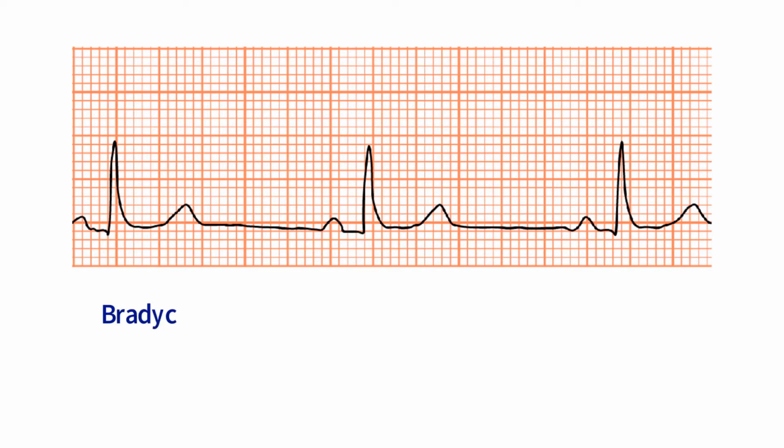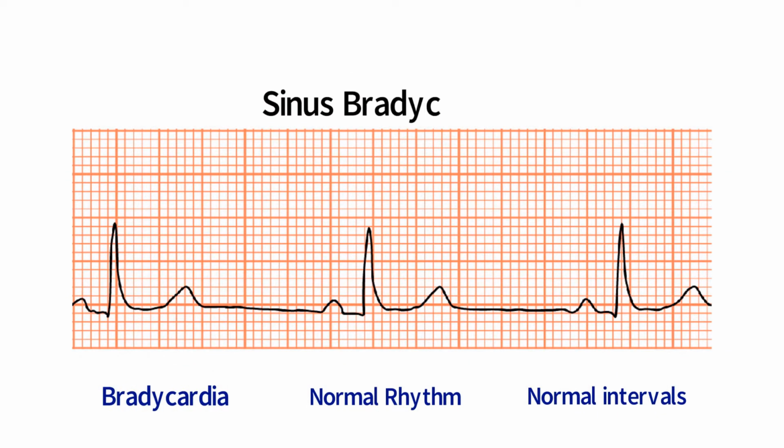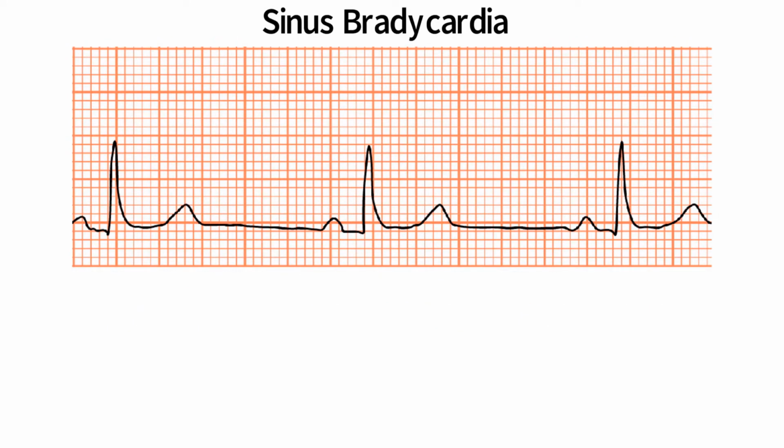So this patient is having a bradycardia with normal rhythm, or sinus rhythm, and normal intervals. So this patient is having a sinus bradycardia, which is because the SA node is firing very slowly. So what is the pathology behind this?